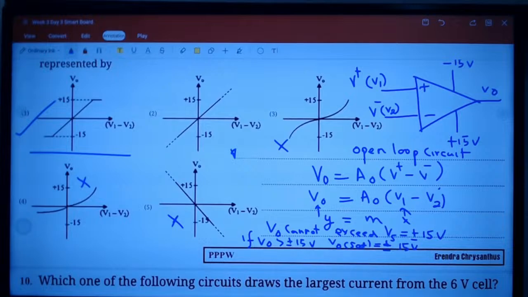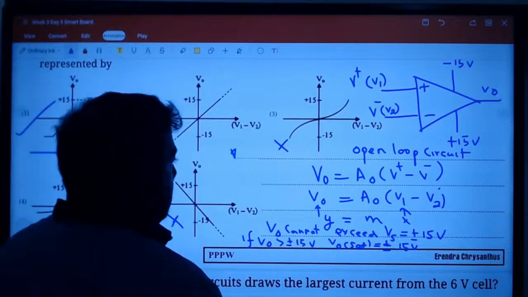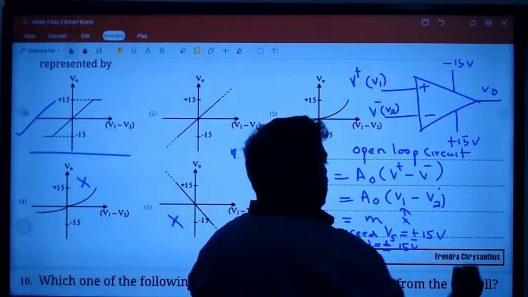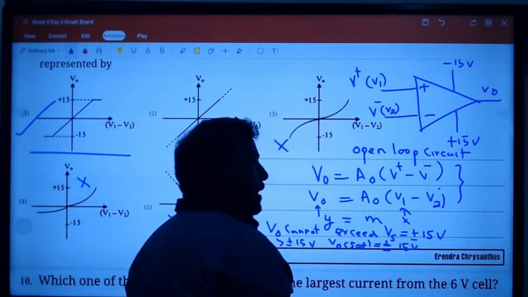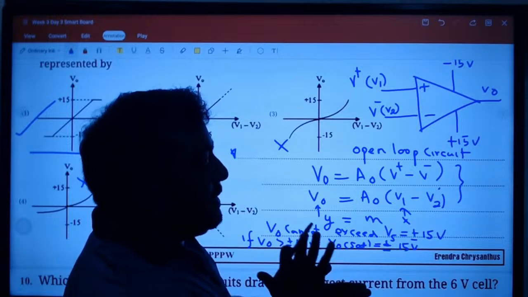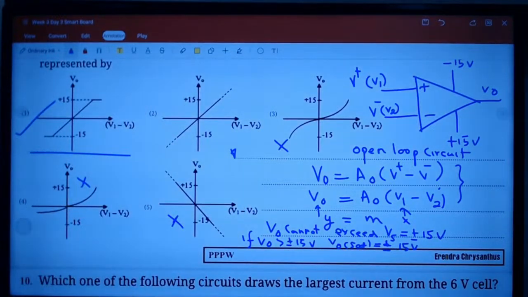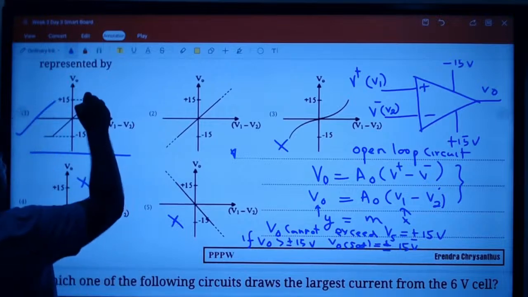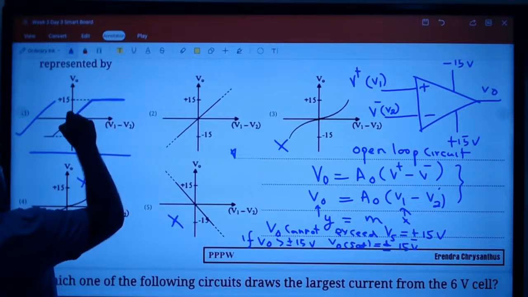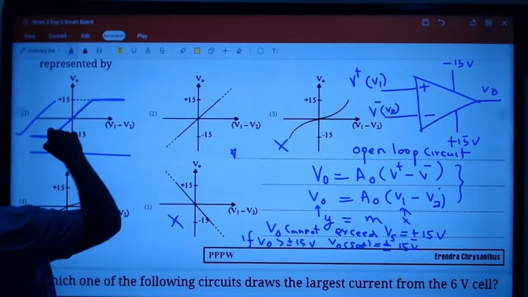These are open loop circuits, and the output can never exceed the supply. Therefore, saturation will take place.